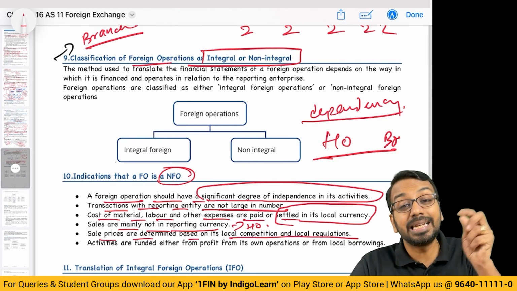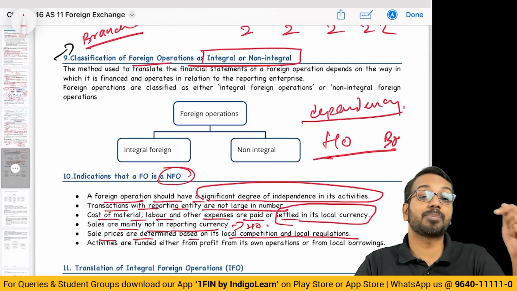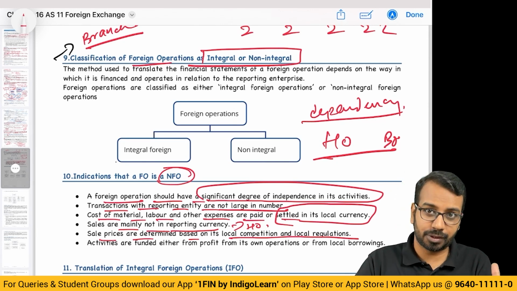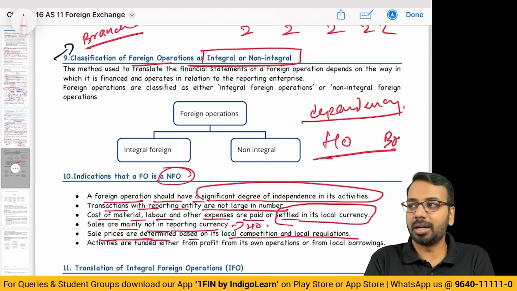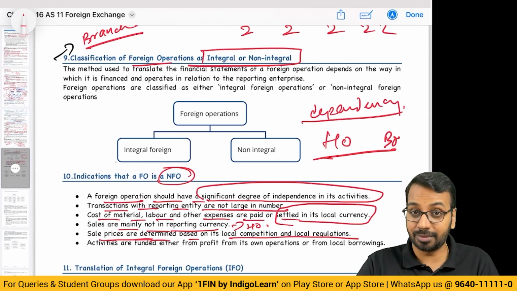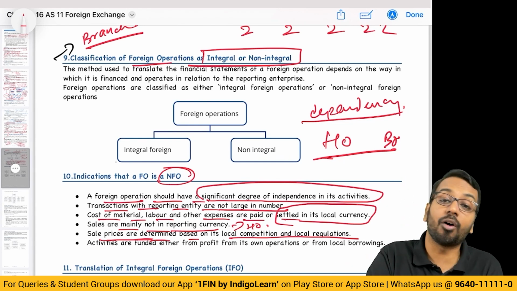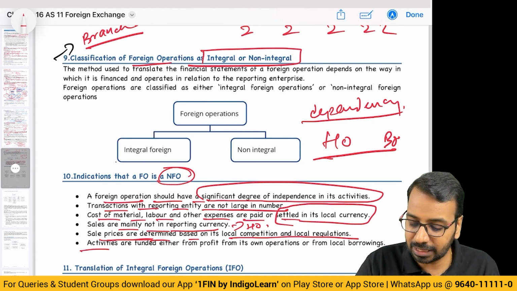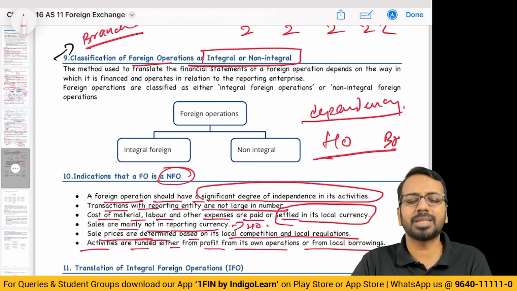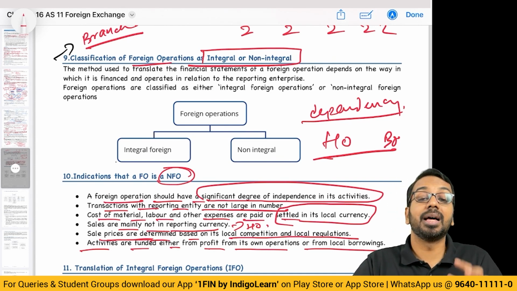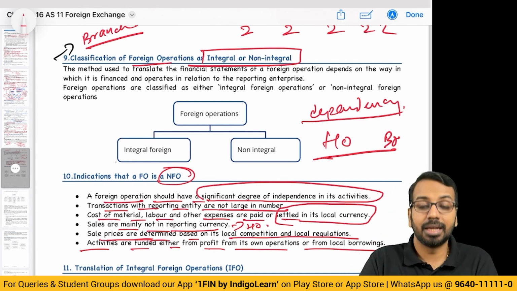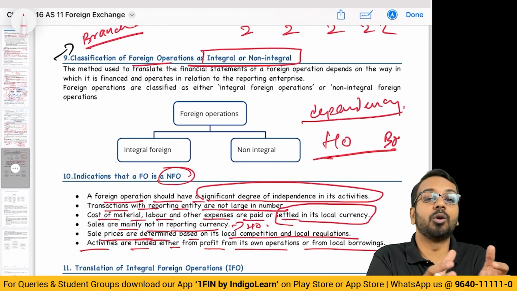If it is an integral foreign operation, sales price and all are determined by head office. Whereas if it is non-integral, they will take their local conditions, their local surroundings, how things happen in the business environment, and accordingly they decide the price. Activities are funded either from profit from its own operation, or from local borrowings. Sometimes they may take money from head office. It is not that they should not take, but largely it is self-contained. Largely it is within the local economy.